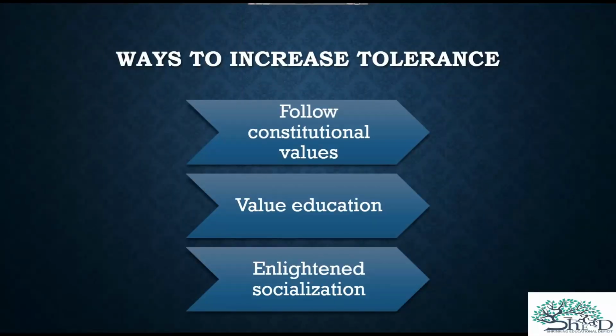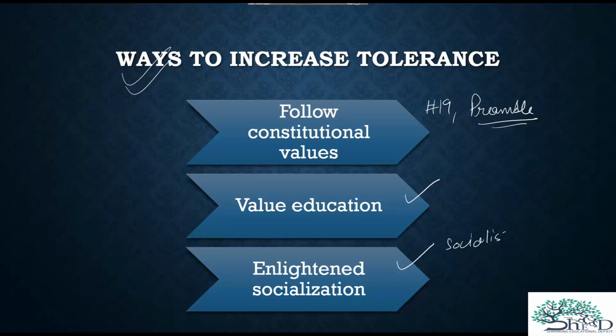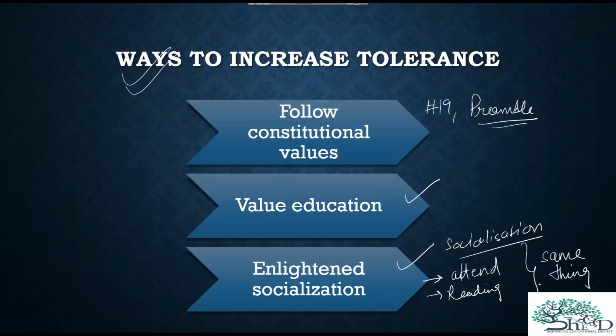Ways to increase tolerance: follow constitutional values, Article 19, the Preamble, brotherhood and fraternity, equality, liberty. Value education, as we have read about value education. Enlightened socialization is a term I have included here. It means the parents need to teach their kids to socialize in an enlightened way, by attending other cultures' festivals, reading books about other cultures, and in the end realizing that almost everybody says the same thing, like Sai Baba used to say, sabka malik ek.